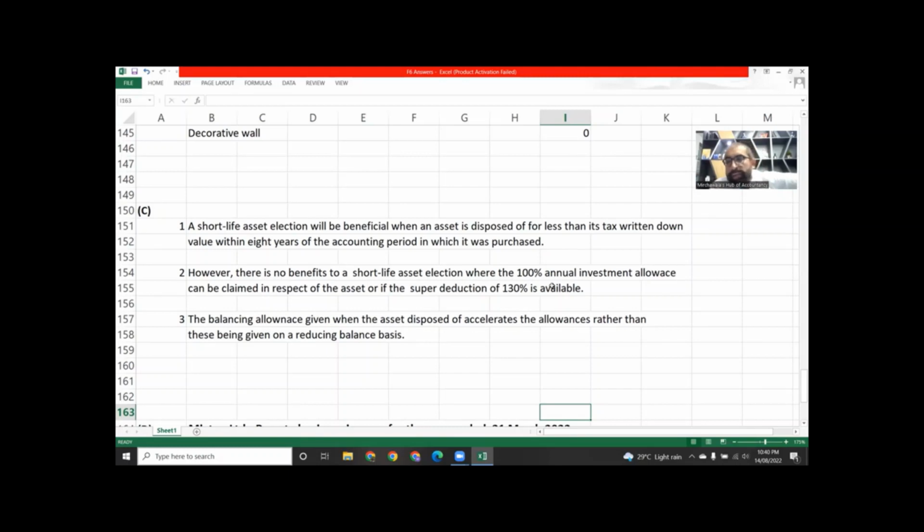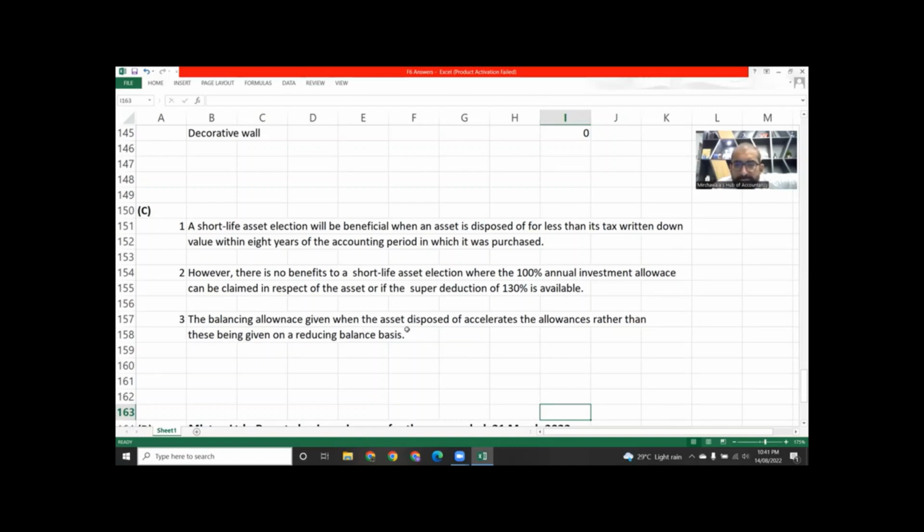But one thing you guys can keep in your mind, this is a big dodge. If you want to score, just for the sake of position holder, for super deduction you have to buy new assets. Remember.